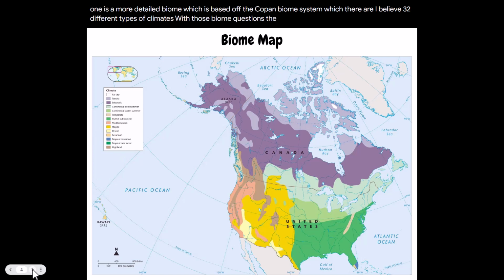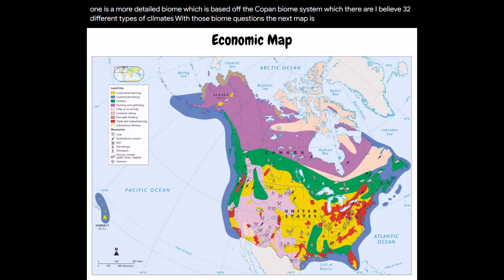The next map is our economic map. The economic map is separated into two spots. We have land use and resources. So you'll see the colors for commercial farming, commercial fishing, forestry, hunting, gathering, little to no activity. So you can see we do have some little to no activity. Livestock raising, nomadic herding, trade, and subsistence farming.